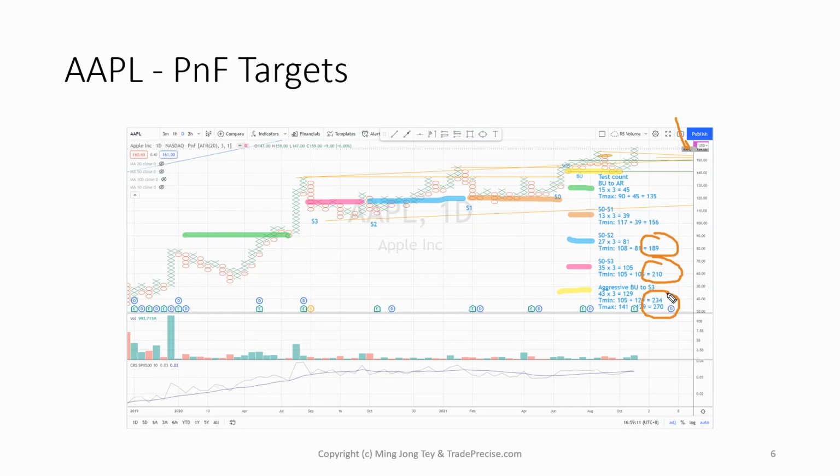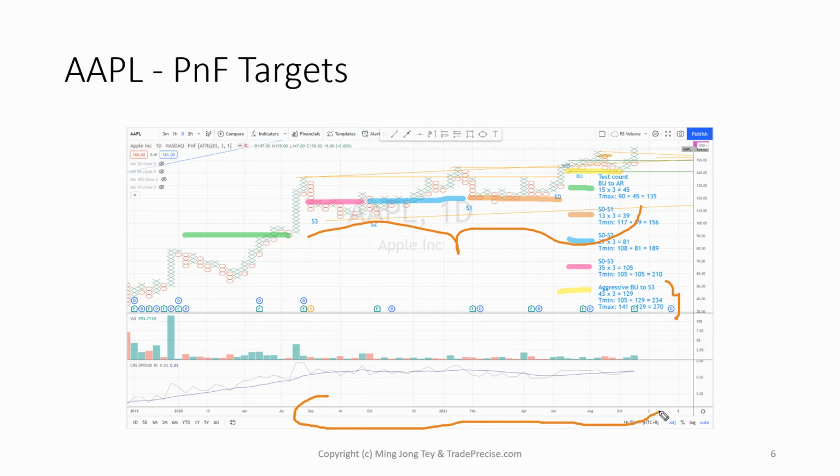And if I really want to stretch out, there will be the aggressive count all the way from the backup action to this automatic reaction here. So there will be the maximum count, which works out to be around 230 to 270. So bear in mind that there is fuel in the tank for Apple because of the huge accumulation structure that has built up for probably slightly more than a year.